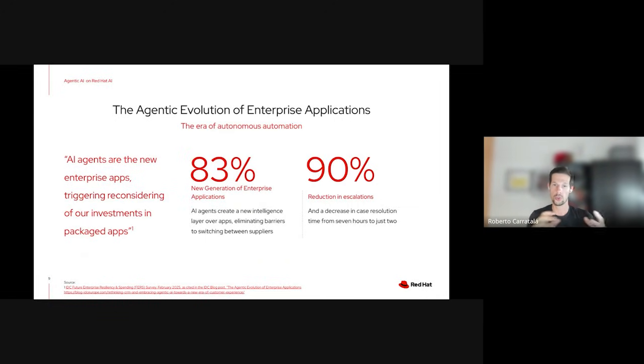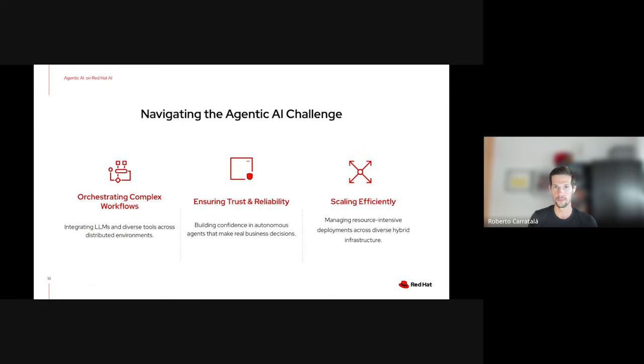And we also saw other interesting insights that reveal that with an AI agent, with the customer experience and the CRM as well, they saw a 90% reduction in escalations and case resolution times decreasing from 7 hours to just 2. So this is a significant reduction of time.